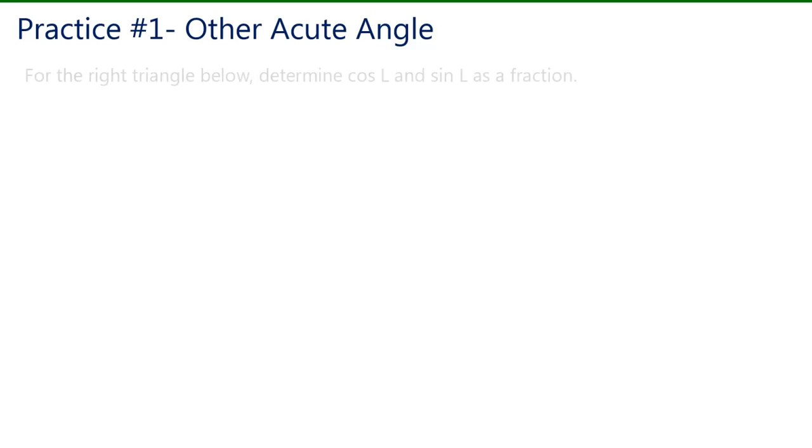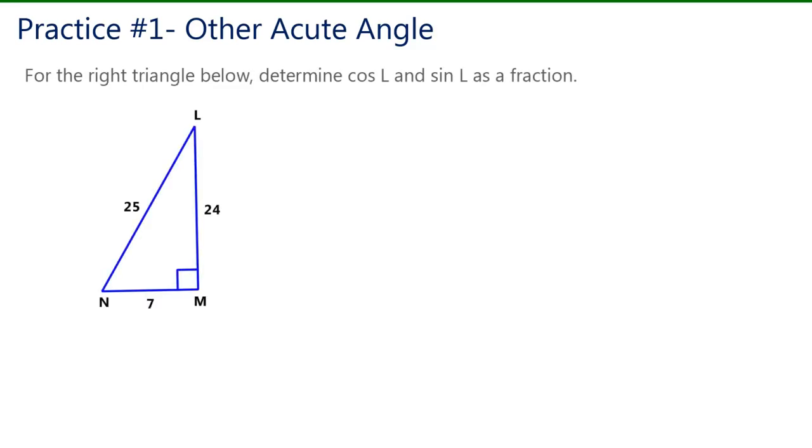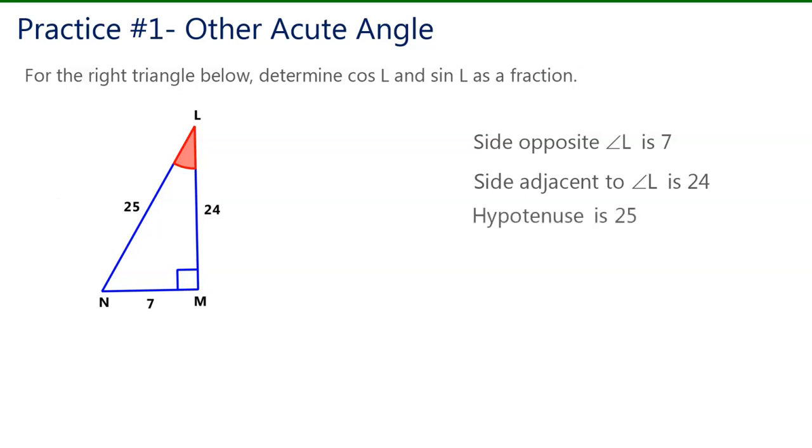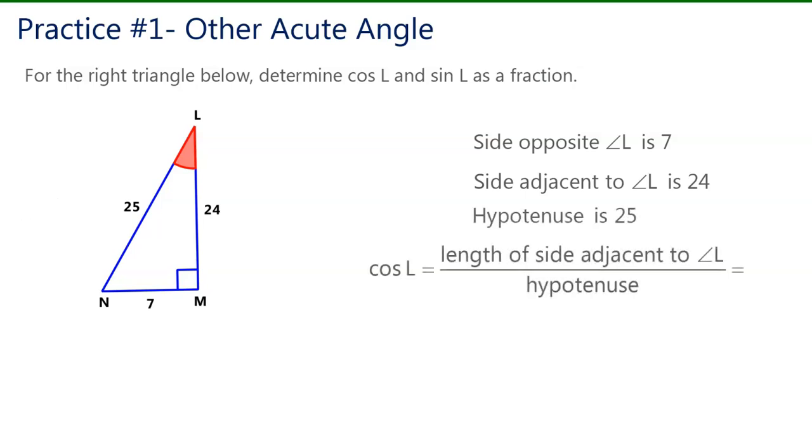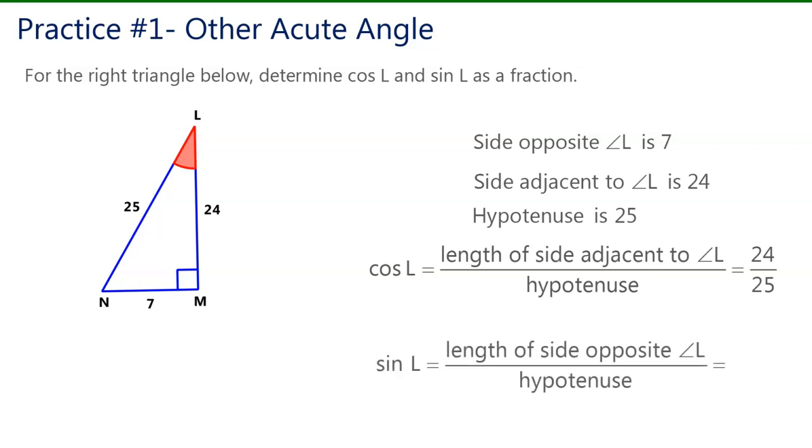Now let's try the other acute angle. For the right triangle below, determine cosine of L and sine of L as a fraction. You may wish to hit pause here and try this on your own. The opposite to angle L is 7. The side adjacent to angle L is 24. And the hypotenuse is of length 25. Cosine of angle L is the adjacent over the hypotenuse, 24 over 25. Sine of angle L is the opposite over the hypotenuse, 7 over 25.